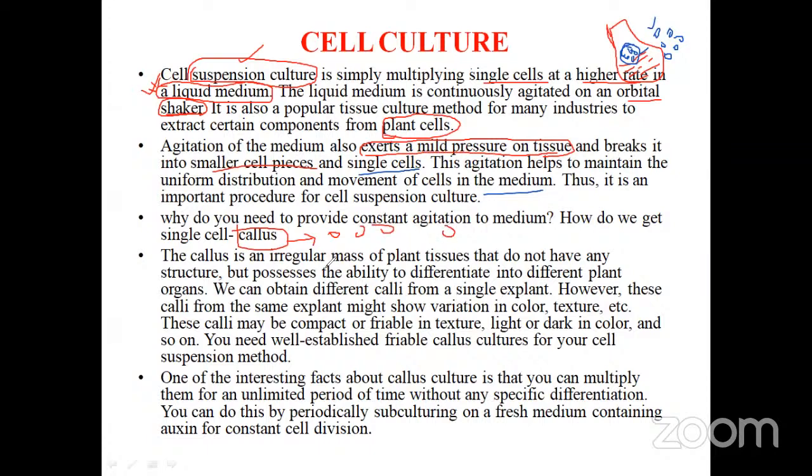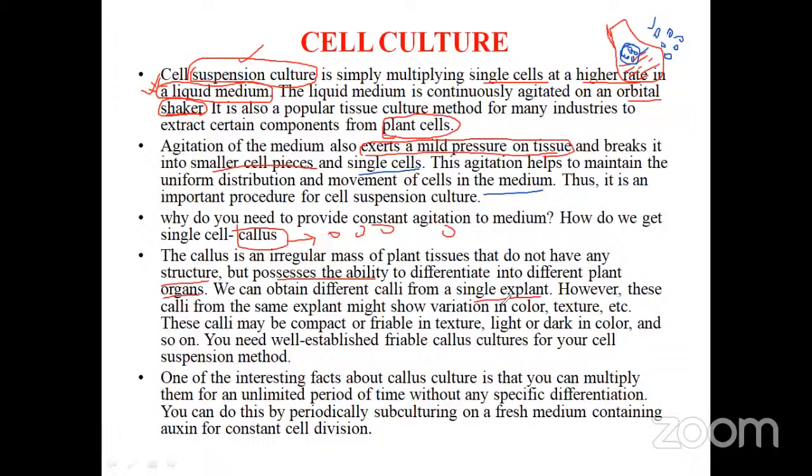Now, as I already told you, callus is an irregular mass of plant tissue that does not have any structure. There is no root, no shoot, no leaf, just a mass group of cells. Even though there is no clear structure, it has the capability to differentiate into different plant organs. This is carried out by one important property that I already told you, the totipotency property. So we can obtain different colonies from a single explant.